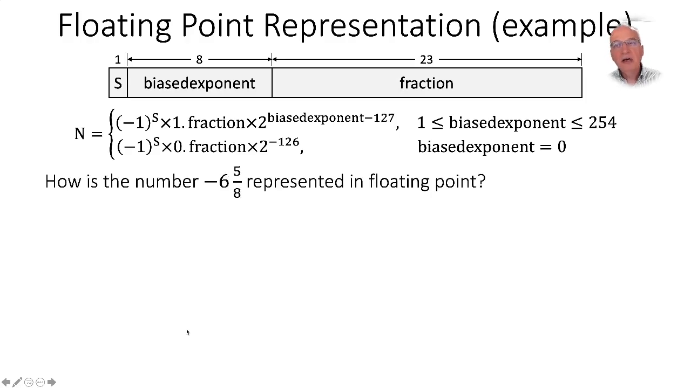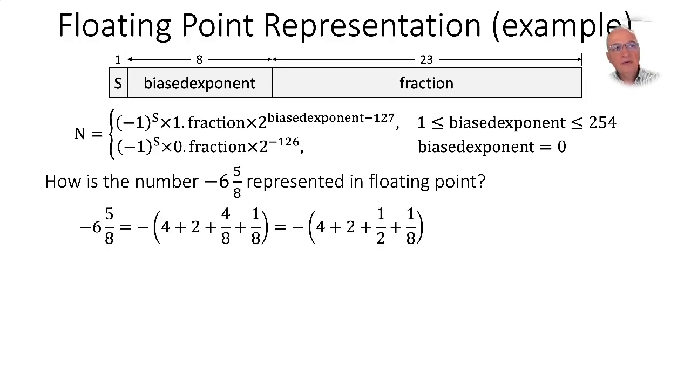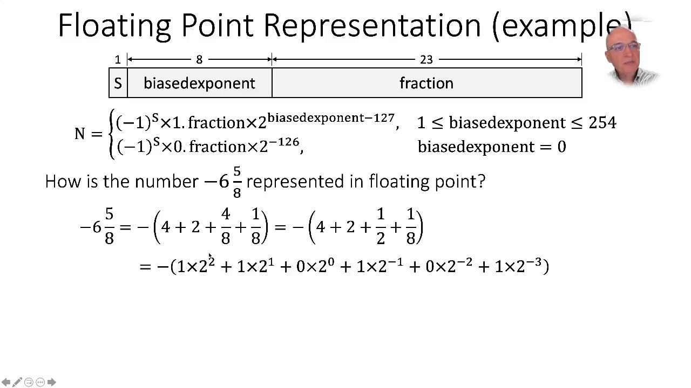So let's look at one example. How is the number minus 6 and 5/8 represented in this floating point notation? First of all, I will do a bit of manipulation with my number so that I can express it more easily in binary. First I'm going to represent 6 as 4 plus 2, representing the number in powers of 2. And I will represent 5/8 as 4/8 plus 1/8, because I also want powers of 2. Then I'm going to simplify 4/8 as 1/2.